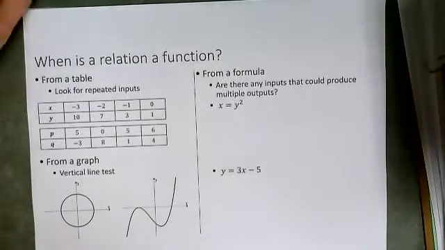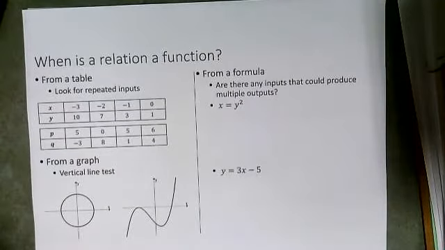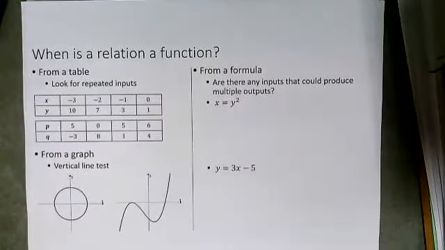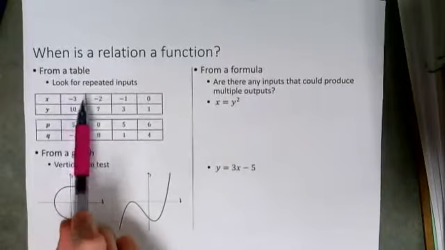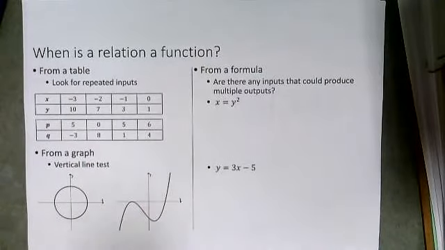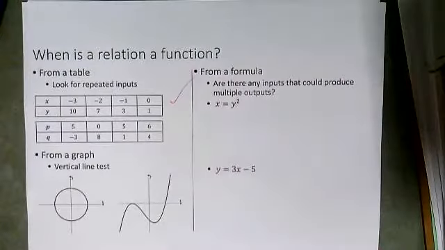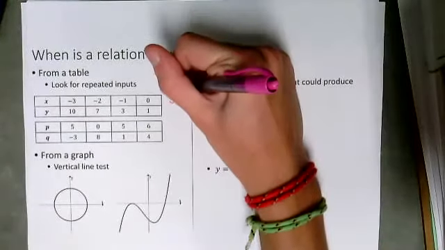When is a relation a function? Well, from a table you want to look for repeated inputs, right? So on this one, -3, -2, -1, 0, all different. So that's fine. That one is good. That is a function.